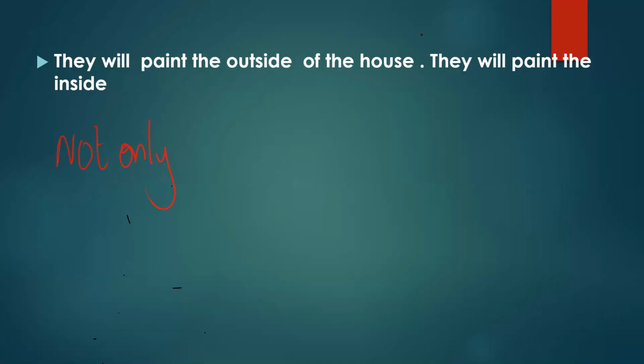Okay, continue. So not only, and this is what we call inversion: not only will they paint the outside of the house, comma, but also they will paint the inside. I don't have to repeat "they will paint", but also the inside. Thank you.